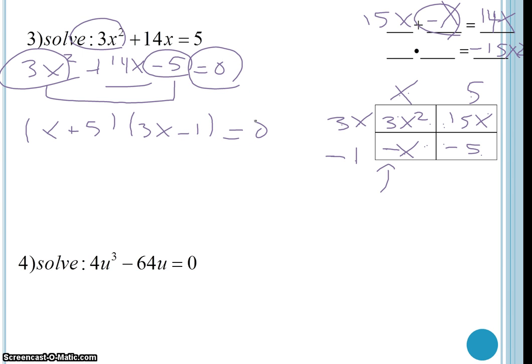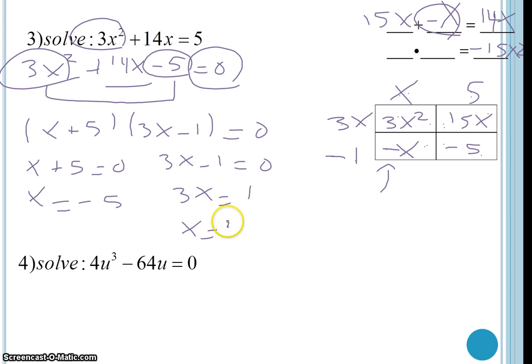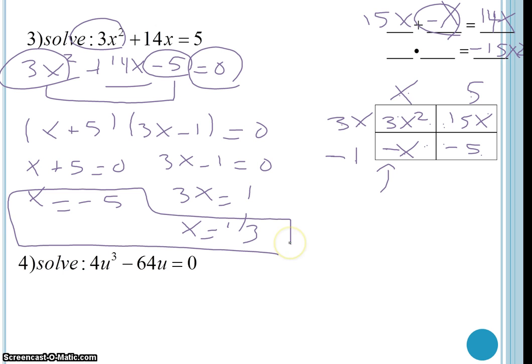I just factored the left-hand side. So I'm going to set each equal to 0. X plus 5 equals 0, and 3x minus 1 equals 0. So I'm going to solve for my variable. X equals negative 5, 3x equals 1, or x equals 1/3. So I have solved this. X equals 1/3 and negative 5.